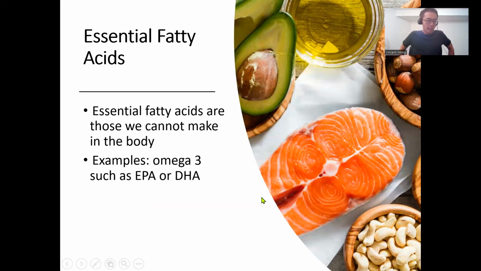Now we cannot make all the fat that we need in the body. There are these things called fatty acids. You can make most of them, but there are some that you just can't make, but you need them for normal bodily functions. So we call these essential fatty acids. You have to consume them, you have to get them through your diet. An example of an essential fatty acid is omega-3.